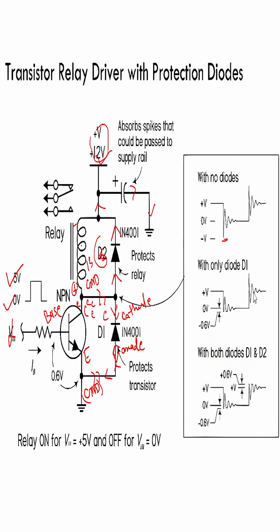So, as you can see, first this diode was removing the negative spike here, and then this diode D2 removes the positive spike which is created here. That positive spike can damage this one because it is a 12 volt circuit. If it exceeds that, it can damage this one.